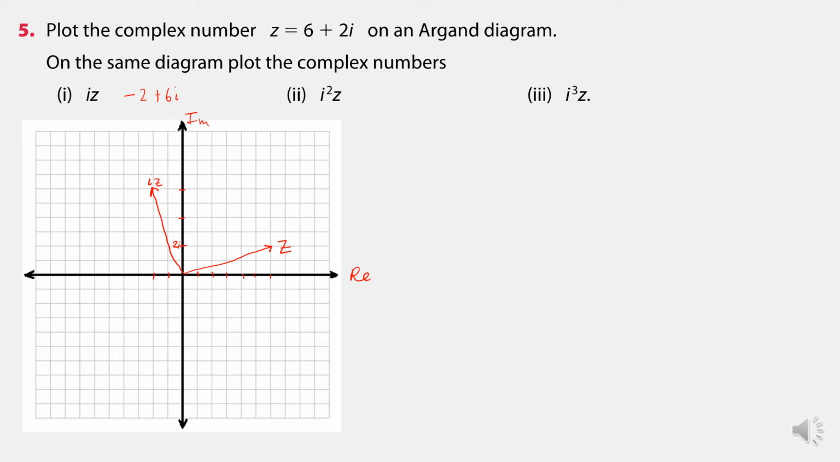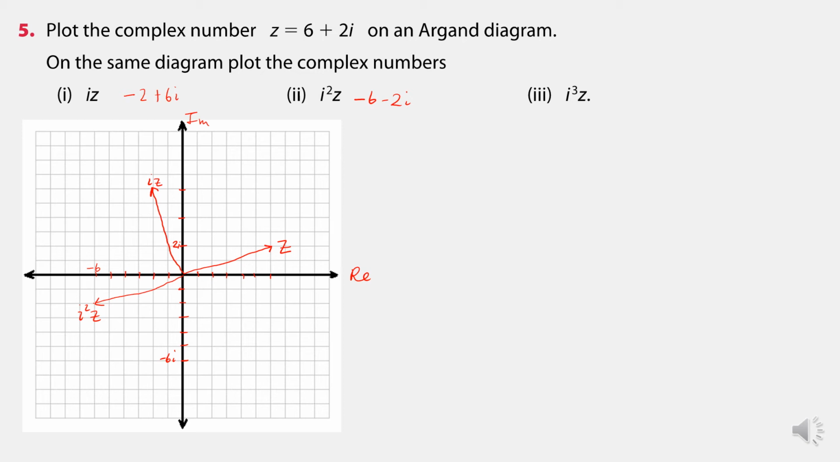Now where would i squared z be then? Well, let's rotate it by another 90 degrees. So again, the 6 and the 2 interchange. We'll be back here at minus 6 and we'll go down 2. So this will be i squared z. If we read it off the graph, it'll be minus 6 minus 2i. Okay, and one more time.